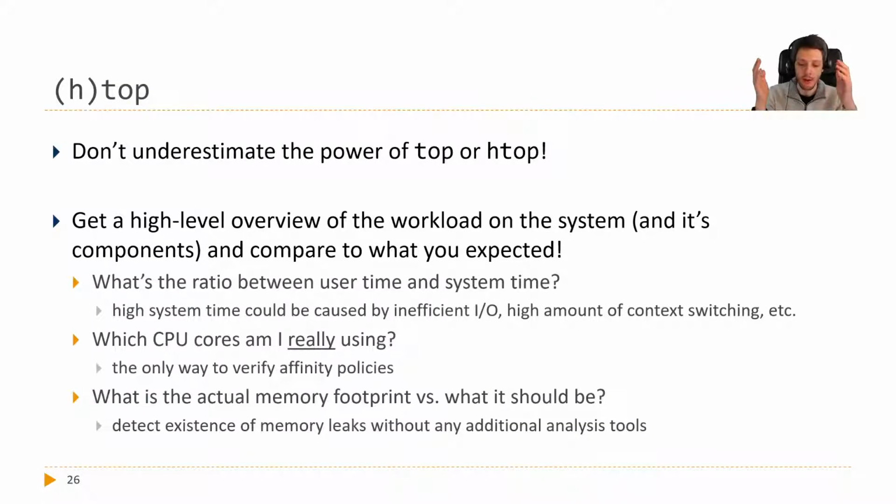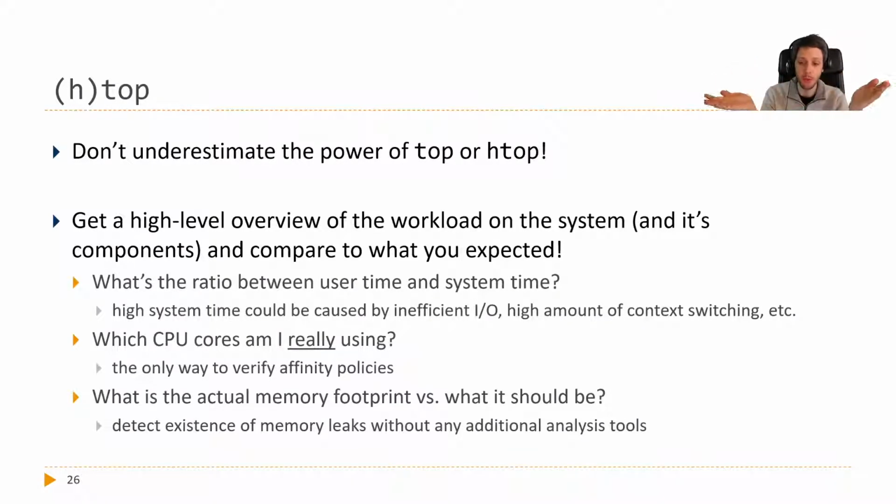For example, ask yourself what the ratio is between the user time and the system time of your program. If the system time is too high, it could be caused by inefficient I/O, for example, because you don't do enough buffering. It could be caused by a high amount of context switching because you're using more threads than you have cores available, and so on.